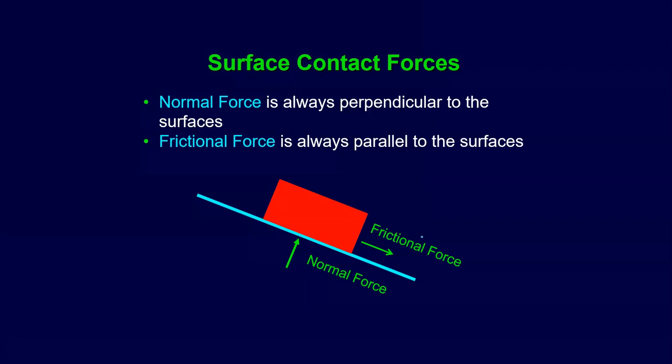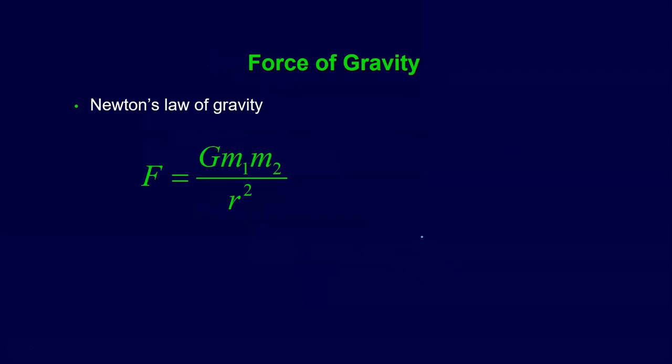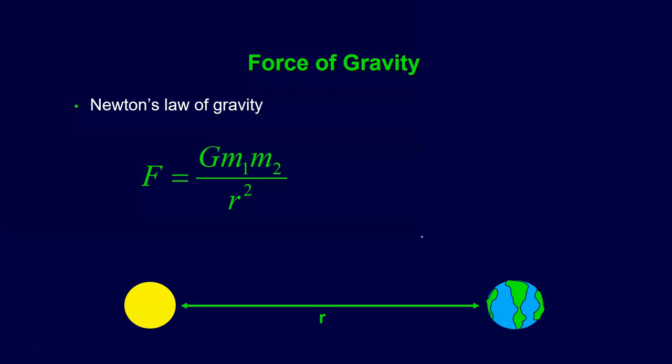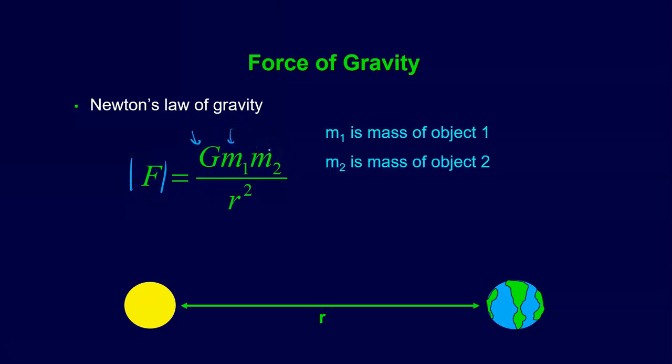The force of gravity was a force figured out by Newton, and it's the force between two objects. The actual force looks like this. The magnitude of the force is equal to G, which is a constant, times the mass m1 times the mass m2, which are the masses of the two objects, divided by r squared, where r is the distance between the objects.